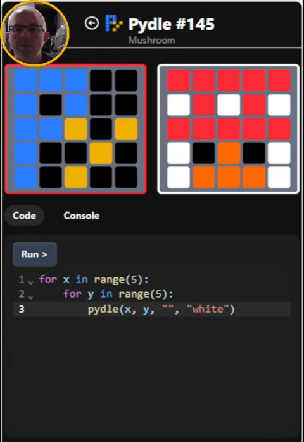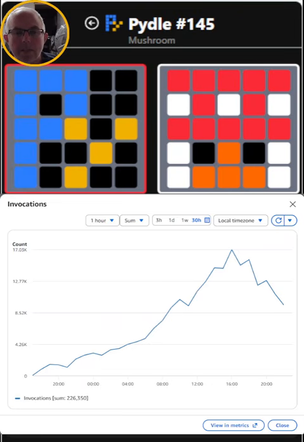Pydle is a daily puzzle you solve by writing Python code. Just first, before we start, something strange happened in the last 30 hours.